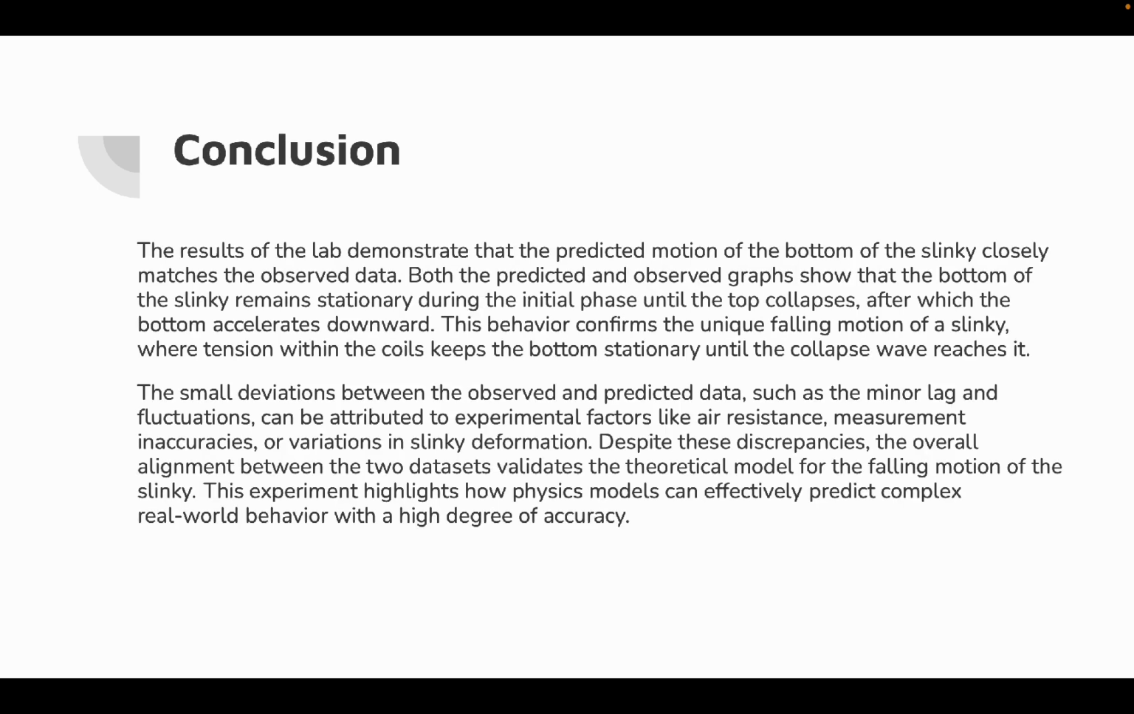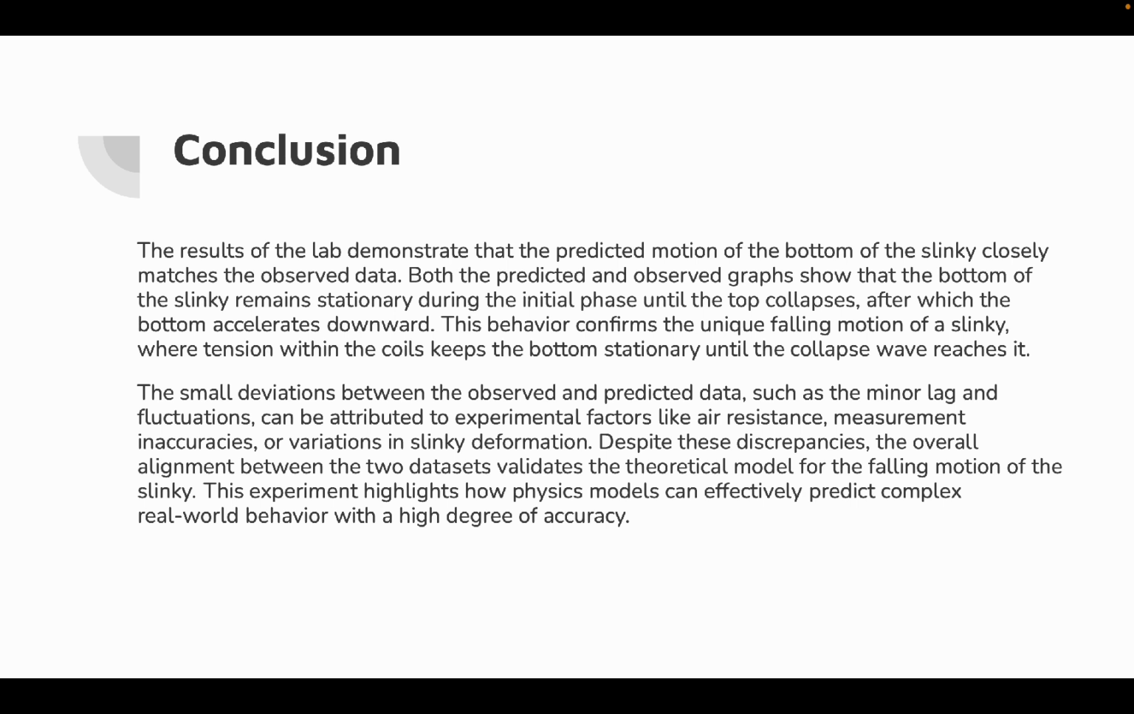So in conclusion, the results of the lab demonstrate that the predicted motion of the bottom of the slinky closely matches the observed data. Both the predicted and observed graphs show that the bottom of the slinky remains stationary during the initial phase until the top collapses, after which the bottom accelerates downward. This behavior confirms the unique falling motion of a slinky, where tension within the coils keeps the bottom stationary until the collapse wave reaches it.